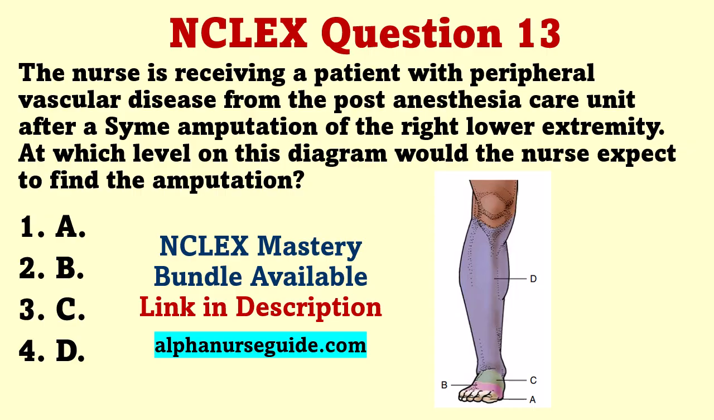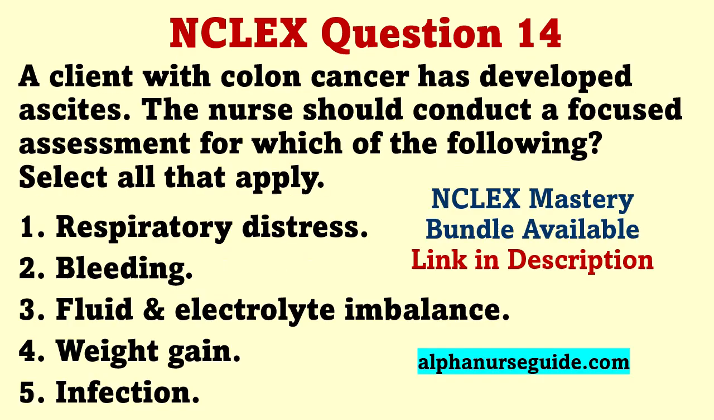1A, 2B, 3C, 4D. The correct answer is 3C. Rationale. When a patient has a Syme amputation, most of the foot is removed but the ankle remains. Advantages of the surgery over below the knee include that the patient can still be weight-bearing and that there is less pain.